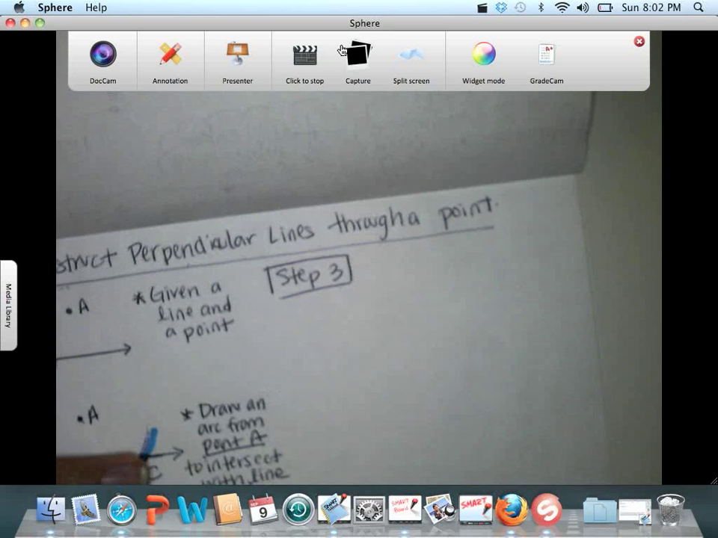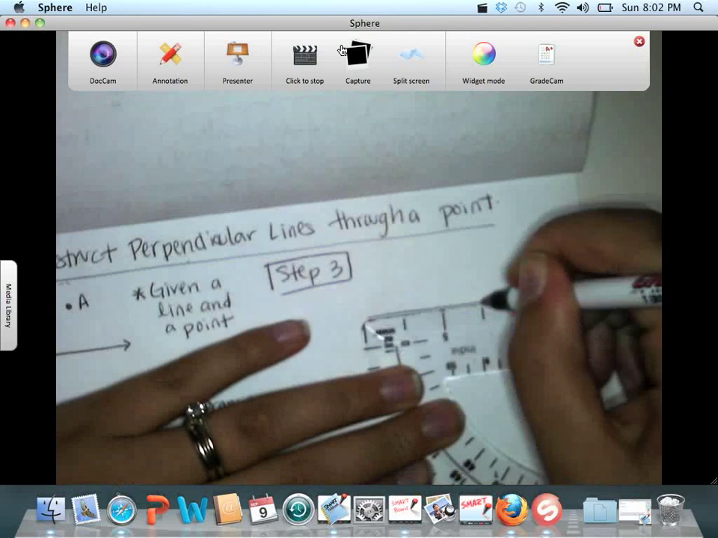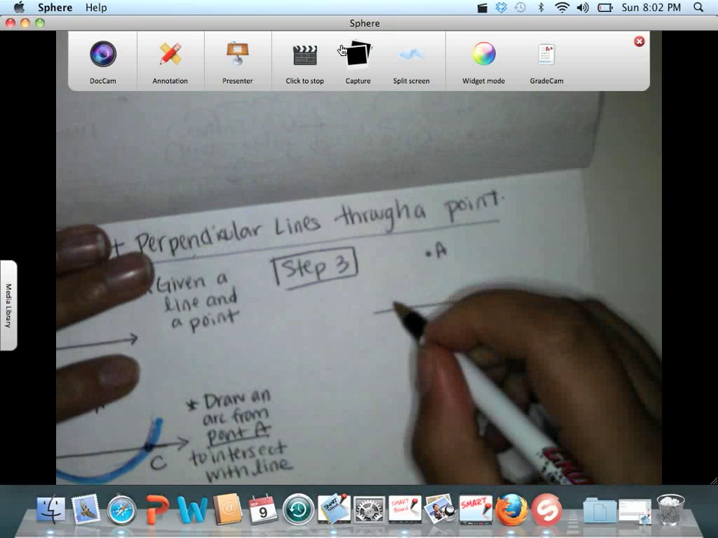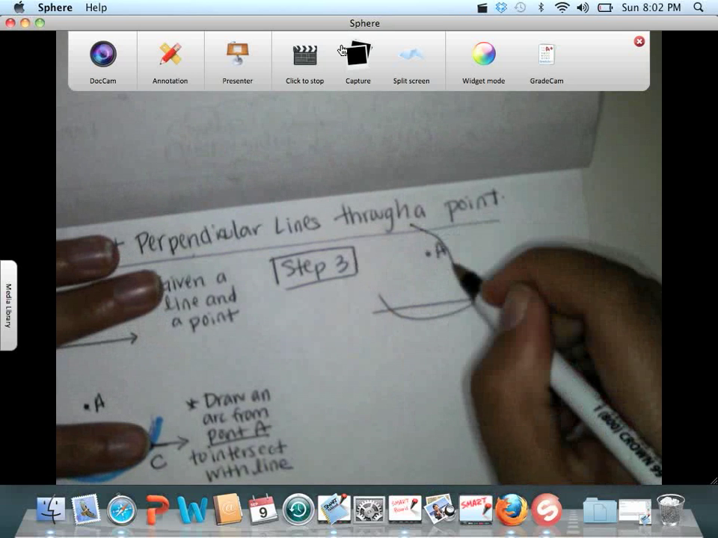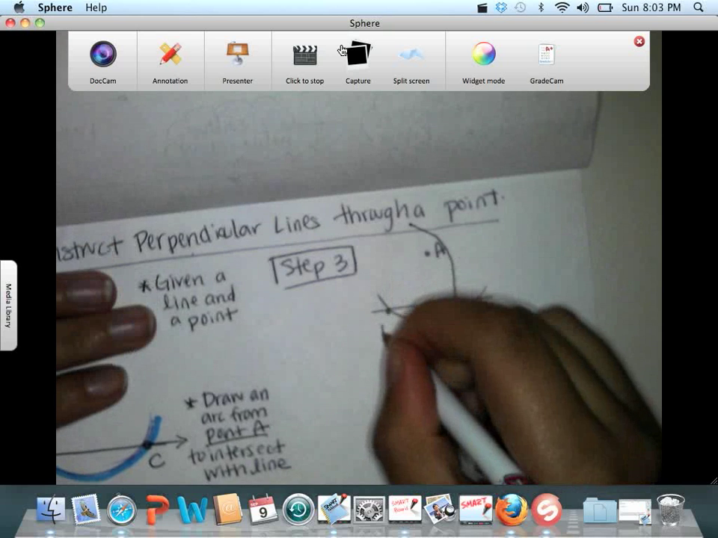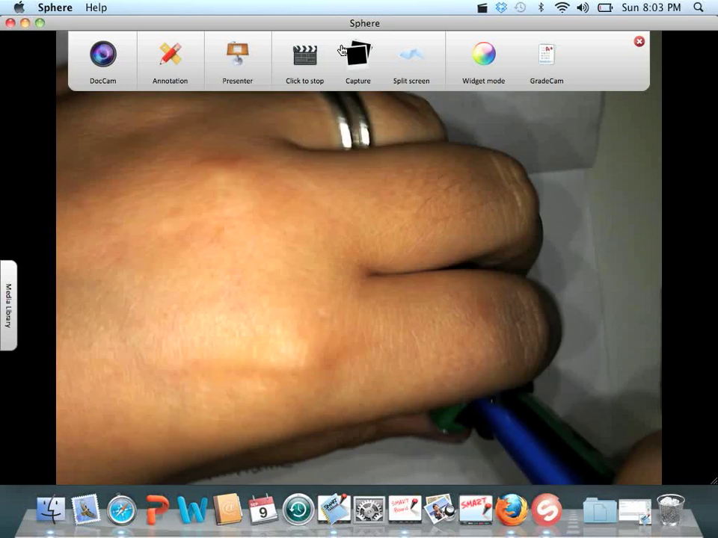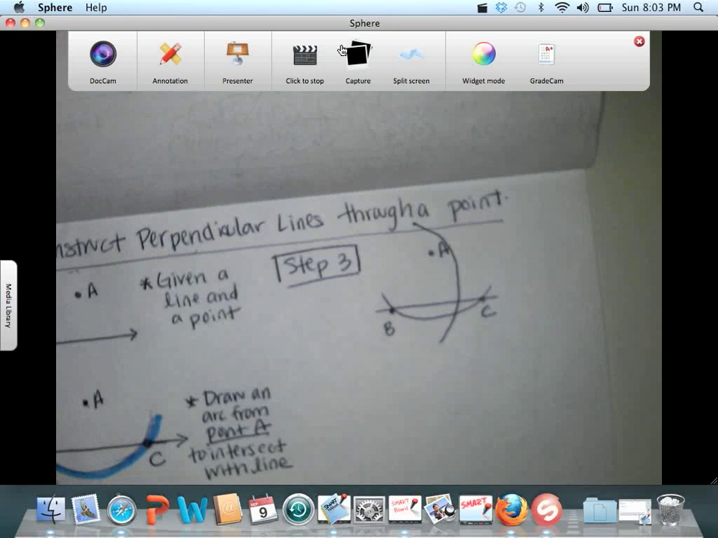Now, in order to do step 3, I'm going to redraw my picture. Okay, so we had a line, and we had a point, and then we created an arc like this, right? And then we did a really big arc like this. So now you're going to do the same arc as step 2, but from C this time. So you're going to take your compass and put it on C. Now make sure you have the same width as B.